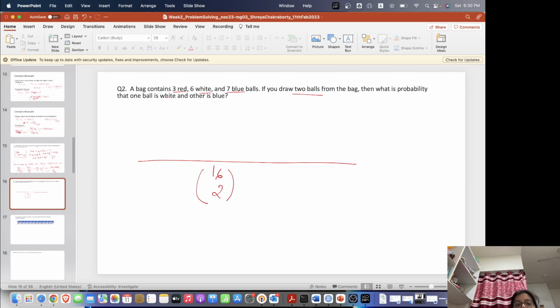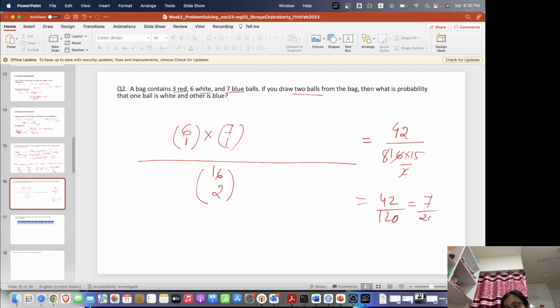The probability that one ball is white and the other is blue: how many whites are there? 6 whites. So out of 6 I am drawing 1, and independently from the 7 blue balls I am drawing another one. So this will be the answer, 42 by 16 into 15 by 2, that is 42 by 120. Okay. Yes, sir. Okay.